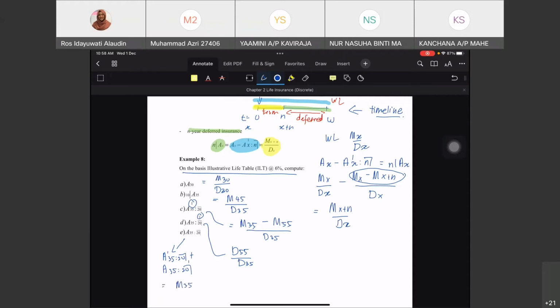M35 minus M55 plus D55 over D35. Let's say the H and the N are different from the previous question. So you can use the formula. Okay, so it is the term plus the pure endowment.